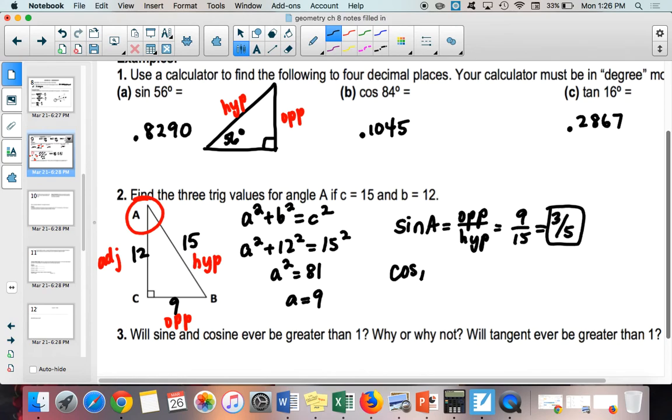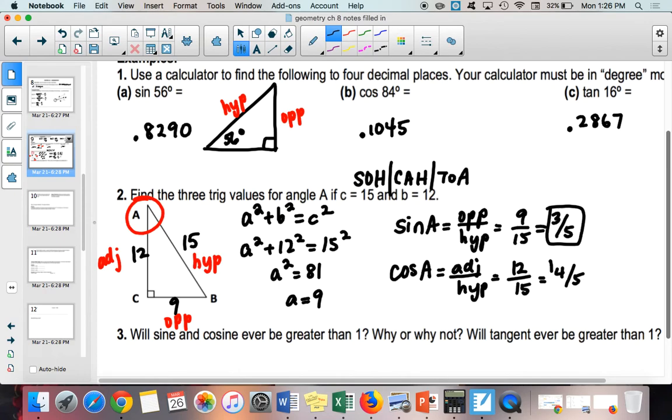How about cosine of angle A? Try writing Sohcahtoa on your paper, see if you can spell it out. Sohcahtoa. So cosine is adjacent over hypotenuse. What's it end up being? 4/5, because it's 12 over 15 divided by 3, we get 4/5, right? And then tangent of angle A equals opposite over adjacent, which is 9 over 12. So divide by 3, we get 3 over 4.